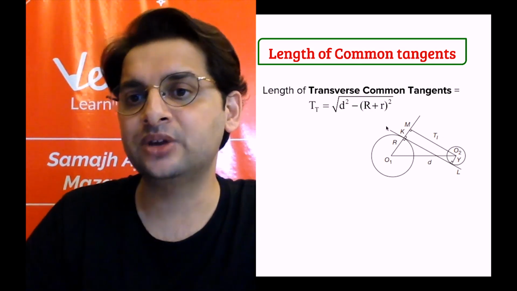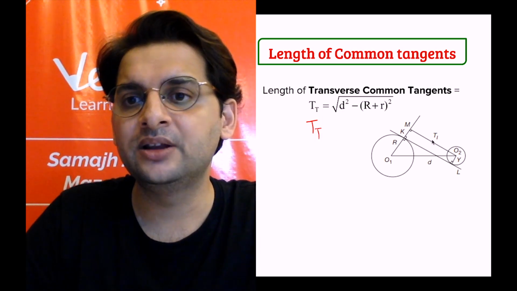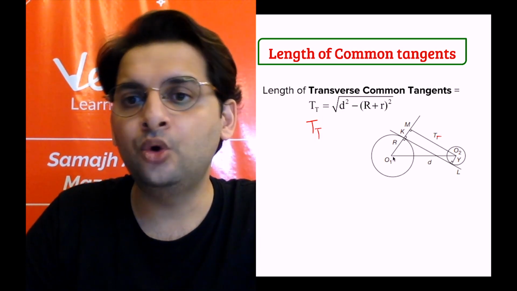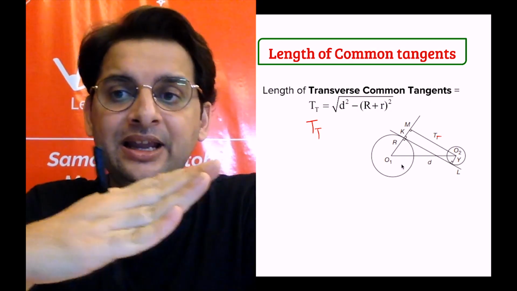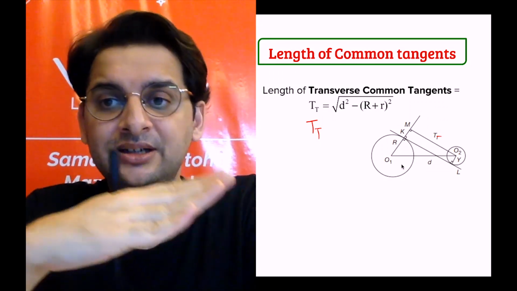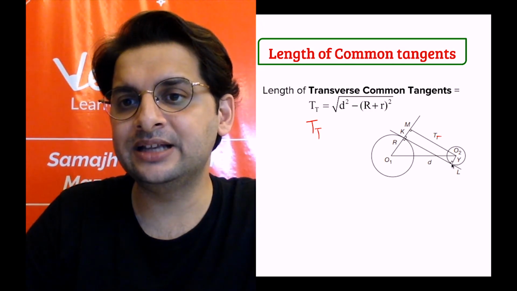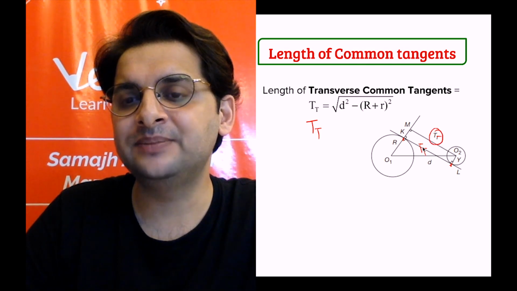Transverse common tangents. So KL is the length of the transverse common tangent. I'm denoting this by TT or TL, whatever, right? So O1O2 is D. Now we're doing the same thing again. We're shifting KL parallel to itself so that it lies on one of the centers, right? So can I say this length TT and TT are exactly the same.